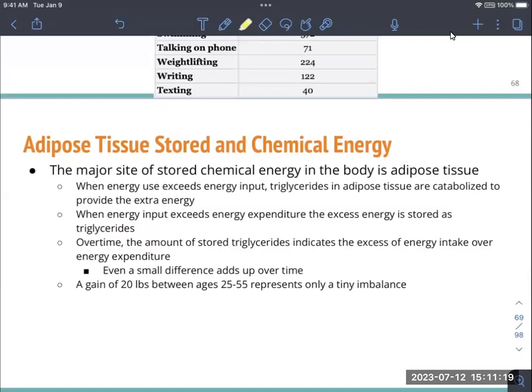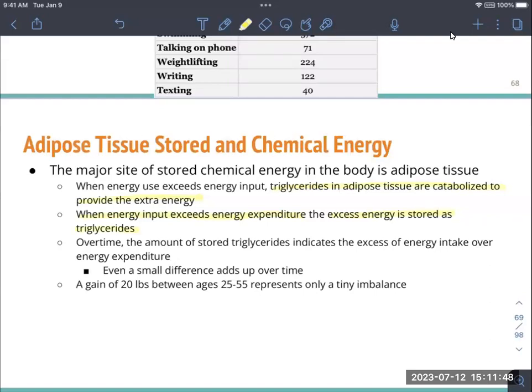So we store most of our chemical energy in our fat cells, those adipose cells. So when energy use exceeds energy input, triglycerides get broken down for energy. So when energy input exceeds expenditure, any of that excess energy is stored as triglycerides.